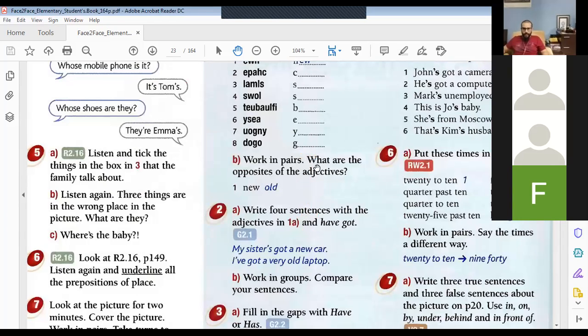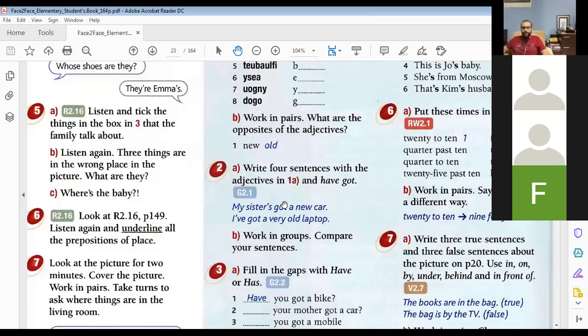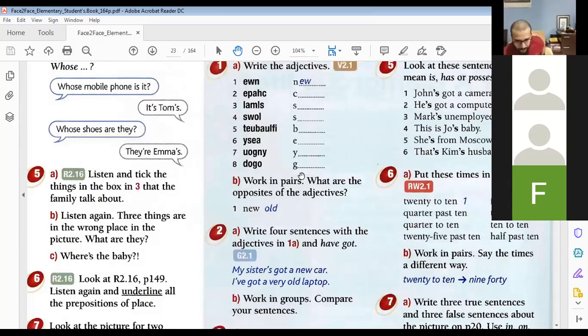It says, okay, let's think of some examples. Let's think together of some examples using these adjectives. And I'd also want you to use have got. So here are some examples. You can say, my sister's got a new car. I've got a very old laptop.